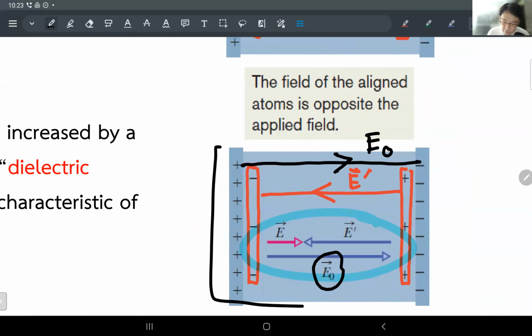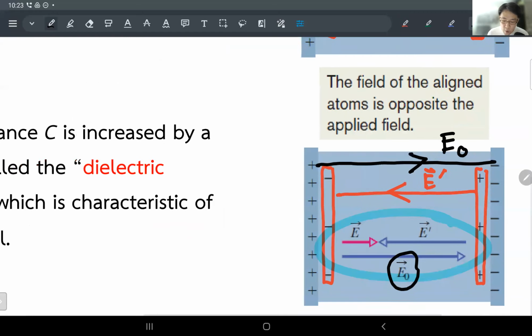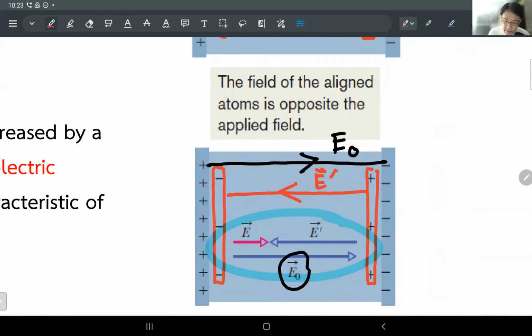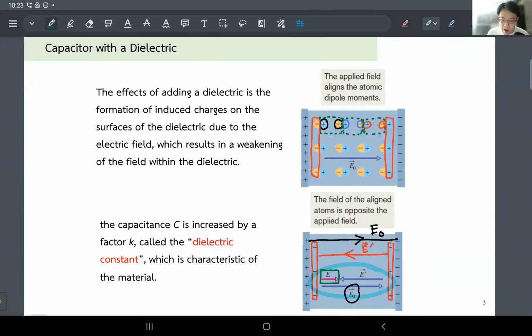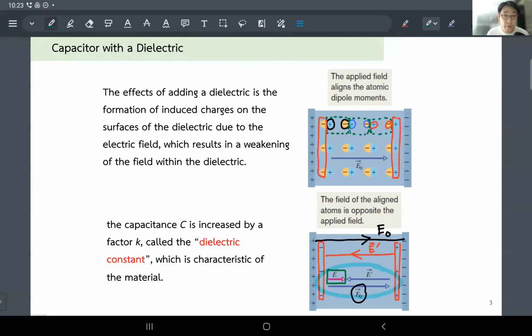So what does it mean is the overall effect. You look at this whole chunk over here. This is your capacitor, right? So when you look at the whole chunk, your net electric field is smaller because you get cancellation. The induced electric field inside your dielectric material points in the opposite direction to the electric field that you put in externally. So you get a net smaller electric field overall. Cool? All right.